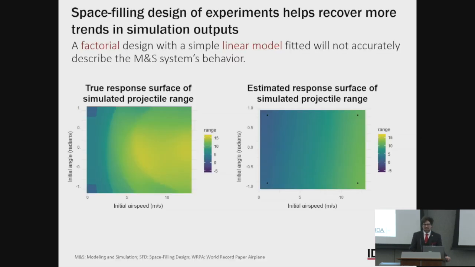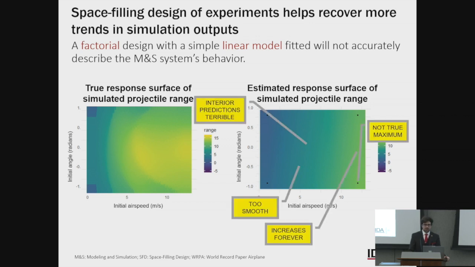A space filling design can help us recover more information about that response surface. So if you were to do our typical D-optimal design of experiments for a linear model, or just a factorial design, we're going to put all the points at the edges of the space. We're only going to replicate those points. And what we end up with is a surface that is not able to describe a lot of those interesting features that we could see in that more complicated surface. So, for example, it doesn't recover where the true maxima is. It increases forever. It's too smooth. It makes terrible interior projections.